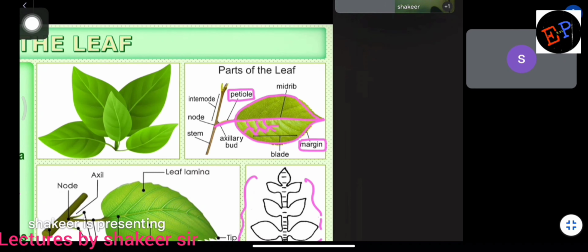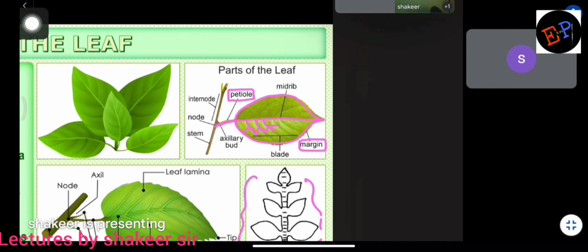And one more important function of the midrib, veins and veinlets is that it supports the leaf lamina, or the blade of the leaf. So it is responsible for supporting also. It is responsible for transporting water, nutrients, and also transporting the starch or food material to other parts of the plant. So these are the different functions of the midrib, veins and veinlets.